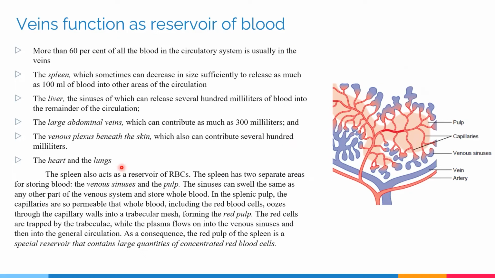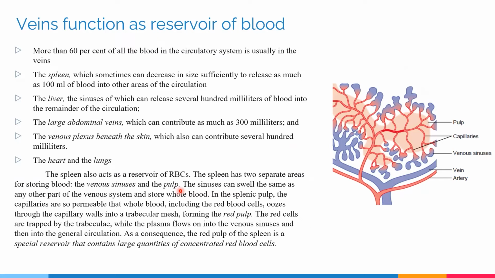The heart and the lungs, although not directly part of the circulatory system, can also be considered as reservoirs of blood, as the heart, while in the diastolic stage, stores a lot of blood, and the lungs also contain different small vesicles in which blood is stored. The spleen also acts further as the reservoir of RBCs.